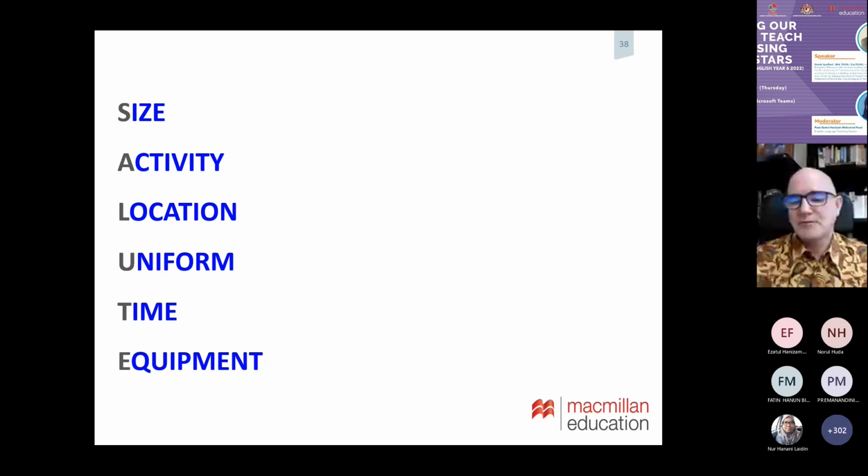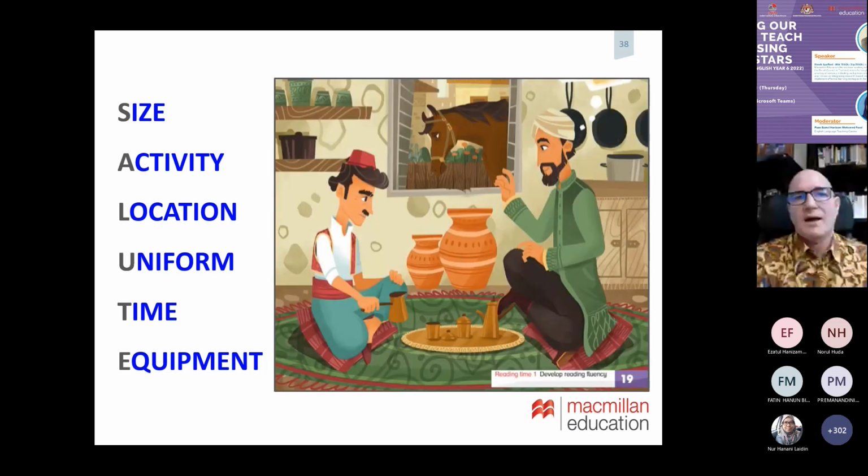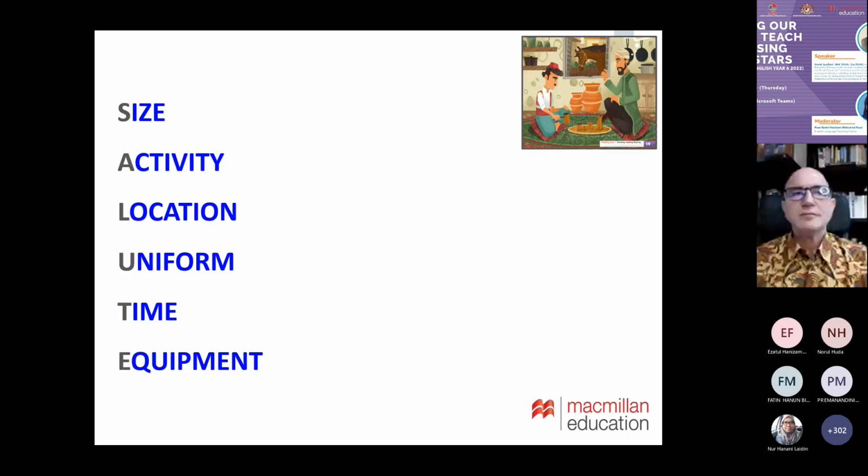So let's bring an image into our activity. This is from the reading time activity. It's from Unit 1 of Year 6 Academy Stars. And if we think about the acronym, starting with size, what would you tell me if I asked you about this picture? What's the size? How many people are in the picture? The size. It's quite clear, isn't it?